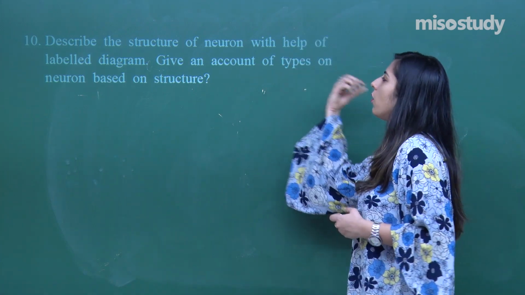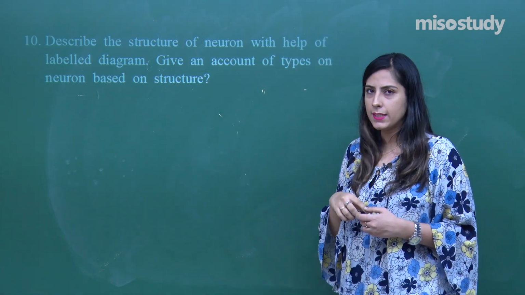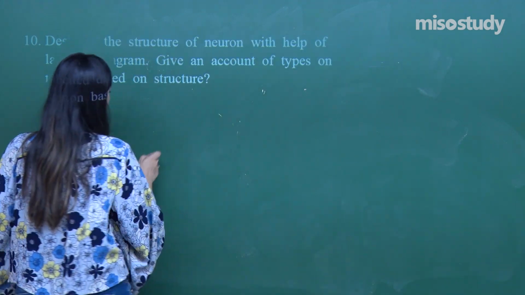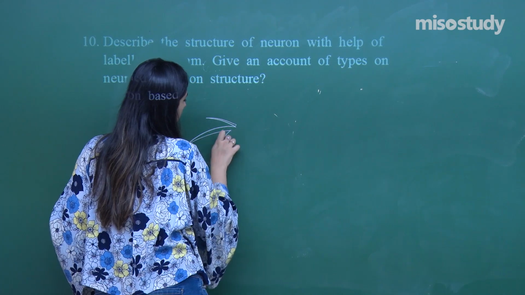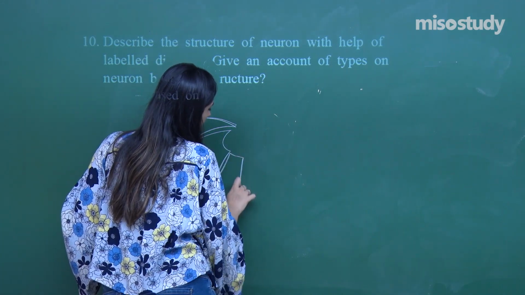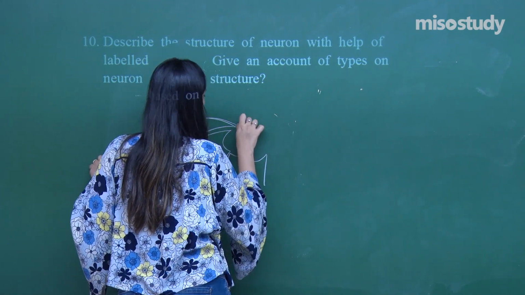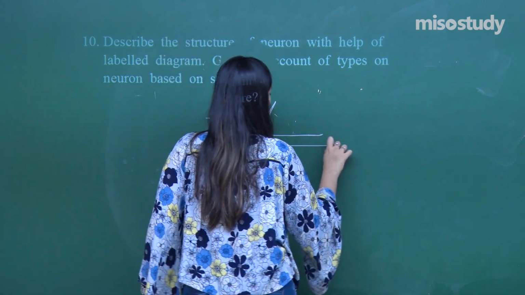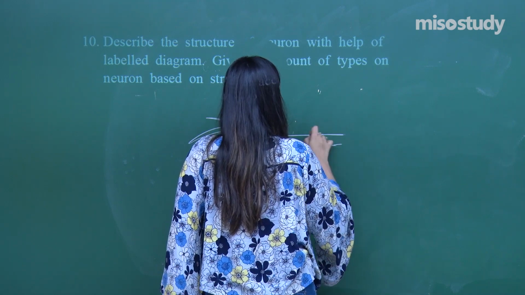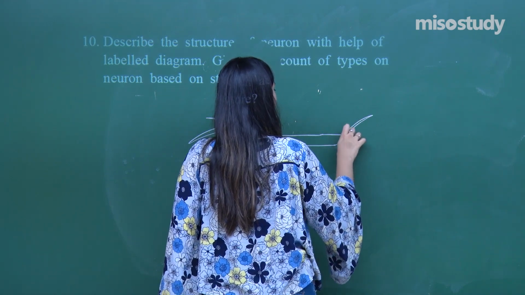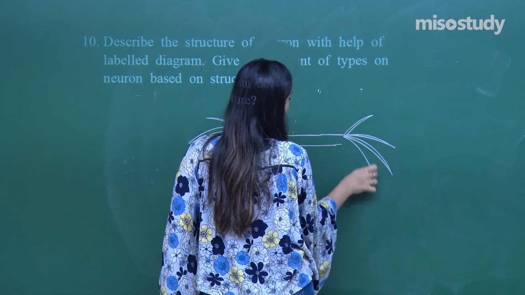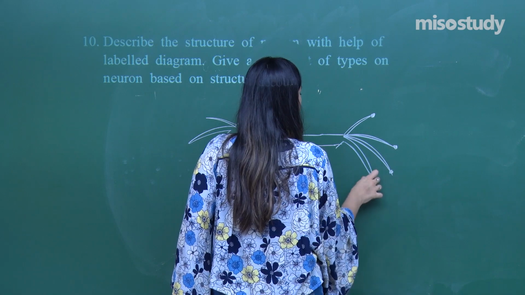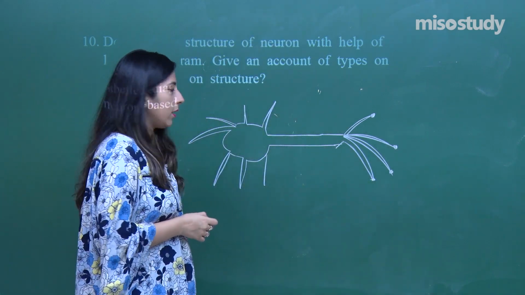Describe the structure of a neuron with the help of a labeled diagram. In the session, we have discussed the structure of a neuron, so this is also one of the direct questions. Here, the cell body is present. After that, the axon is there. These are called the axon terminals. This is the structure of a neuron, right?